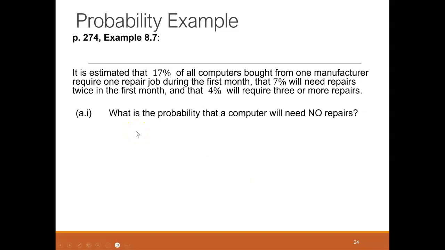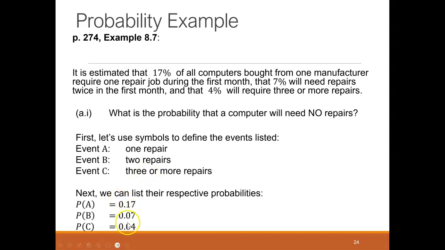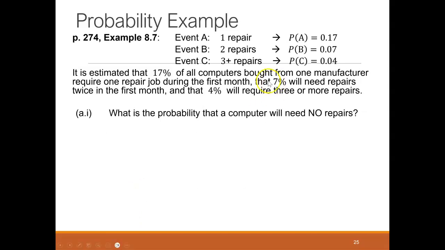Well, let's be a little bit careful about this. Let's use some symbols and notate this, because oftentimes it's a little bit easier once we've symbolized this. So event A is 1 repair, event B is 2 repairs, event C is 3 or more repairs. I know the probabilities given are: event A is 17%, event B is 7%, and event C is 4%. So I'm going to record that up here at the top.